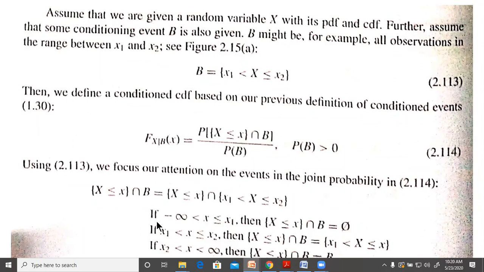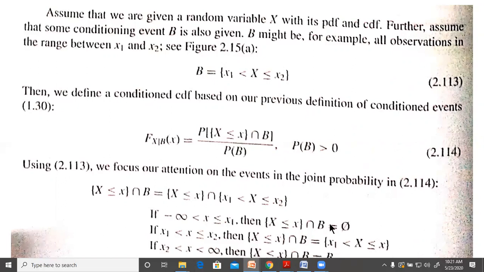The first situation is if X is less than x1 itself, that is, minus infinity less than X less than x1. If X is less than x1, there's no intersection between these two. If there's no intersection, effectively, that will become phi.